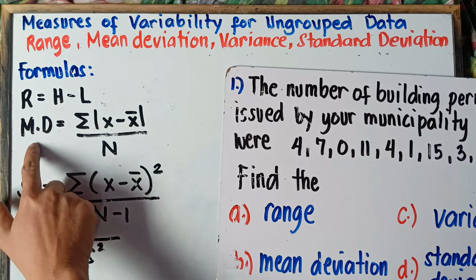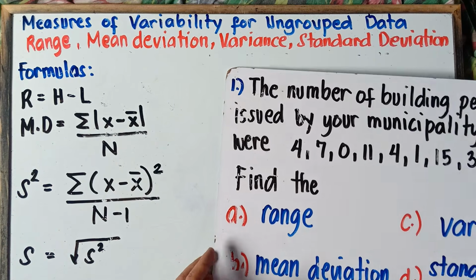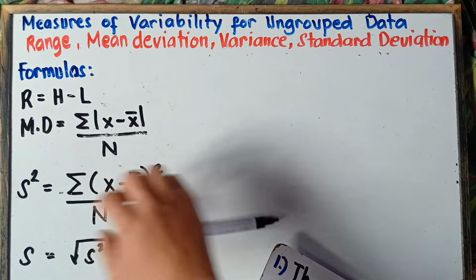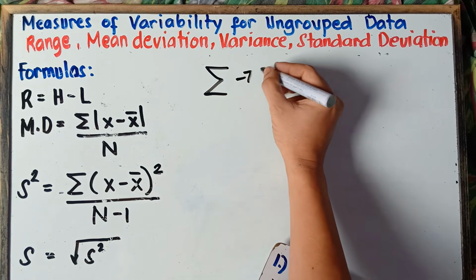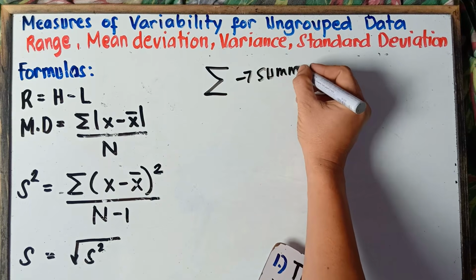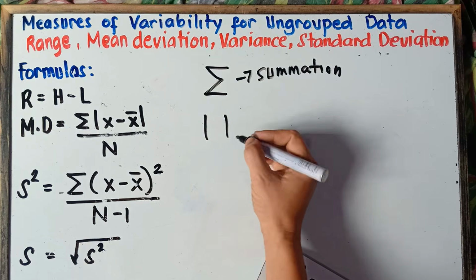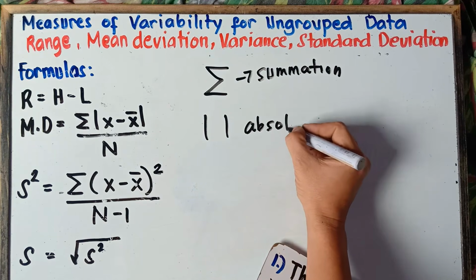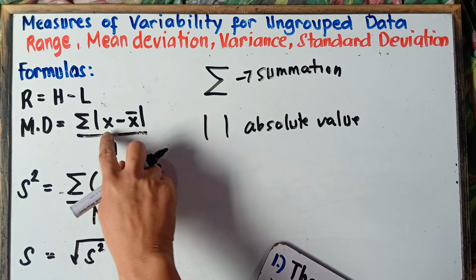And then to find the mean deviation, we have the summation of the absolute value. Let's explain this. This symbol, the E-like one, means sigma in Greek. It means summation, so sum of or summation. These two vertical lines are the absolute value. So this is the summation of the absolute value of x.